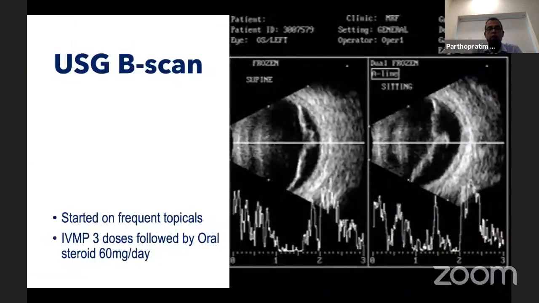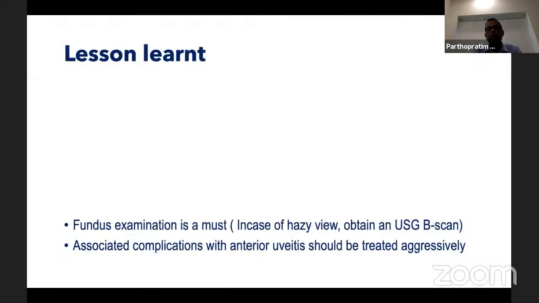Now see what we found in ultrasound. There was an exudative retinal detachment here. So we started the patient on frequent topicals and IVMP 3 doses, followed by oral steroid 60 mg per day. So the lesson I learned from this case is that fundus examination is a must. In case it is very hazy, like in our case, obtain an ultrasound B scan, because a surprise may be waiting for you. So don't treat a case of anterior uveitis without evaluating the fundus. That is very important.